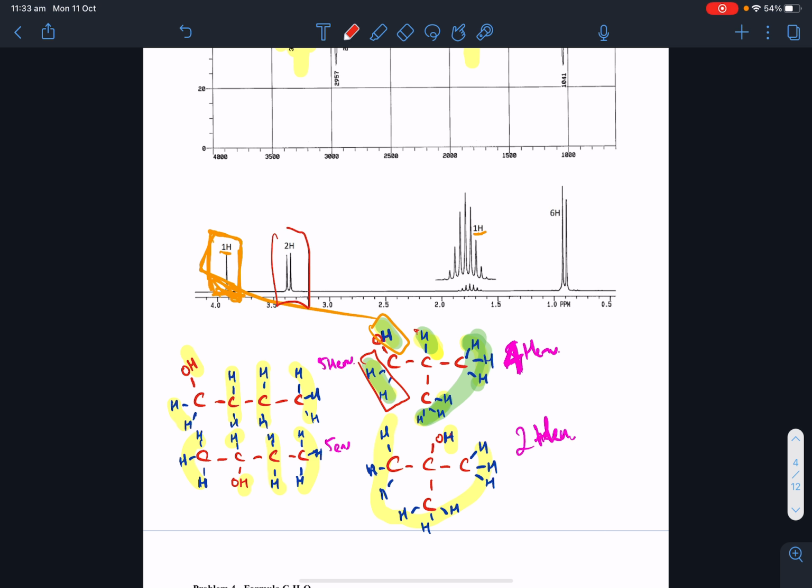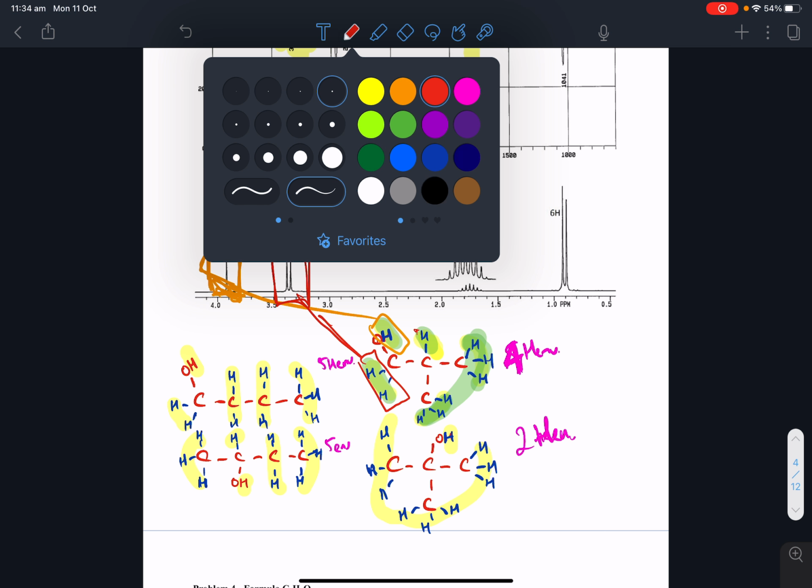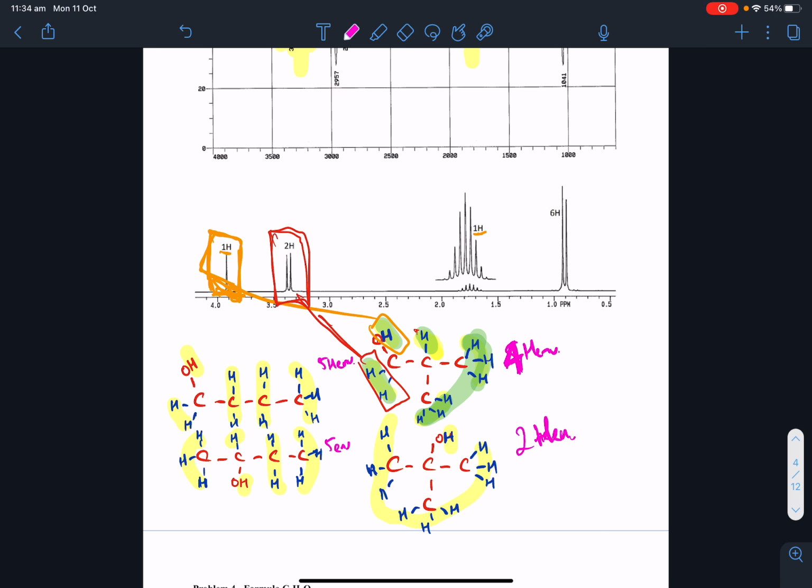Okay, so that's that one there. Okay, and it's also second closest to the oxygen. So coming along now, further upfield, we should have one hydrogen. That's good. And look at how many peaks we've got. Okay, it's got a lot of neighbours. That's okay.